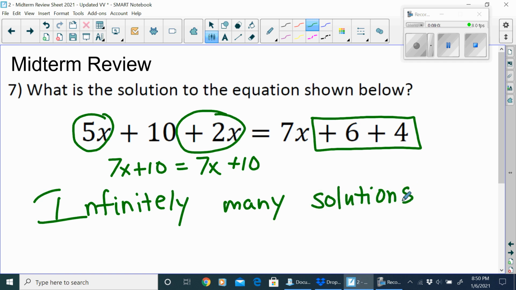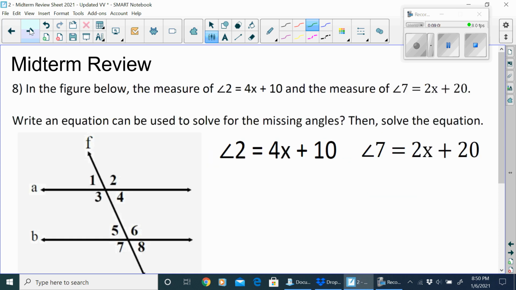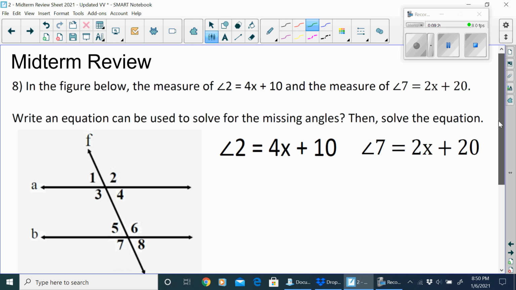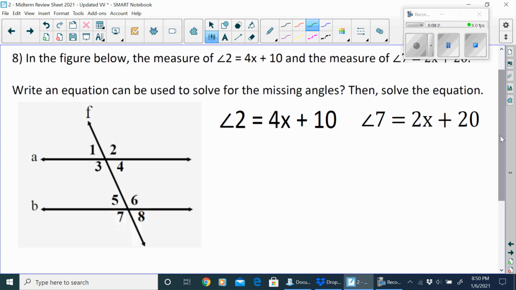Next question. In the figure below, the measure of angle 2 is 4x plus 10, and the measure of angle 7 is 2x plus 20. Write an equation that can be used to solve for the missing angles, and then solve the equation. Well, the first thing I'm going to do is substitute these into the angles. Angle 2 is 4x plus 10, and angle 7 is 2x plus 20.